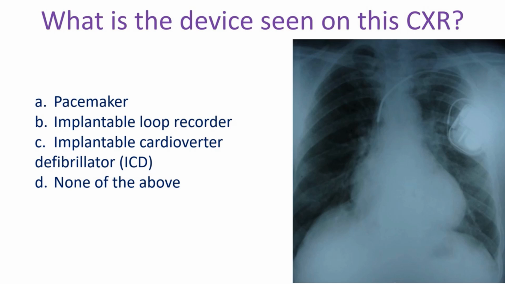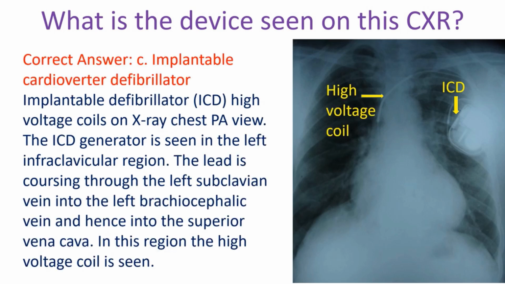A. Pacemaker, B. Implantable loop recorder, C. Implantable cardioverter defibrillator, D. None of the above. Correct answer C. Implantable cardioverter defibrillator.